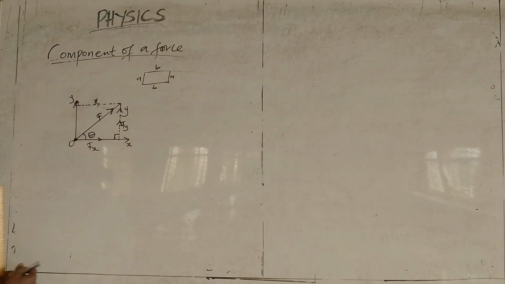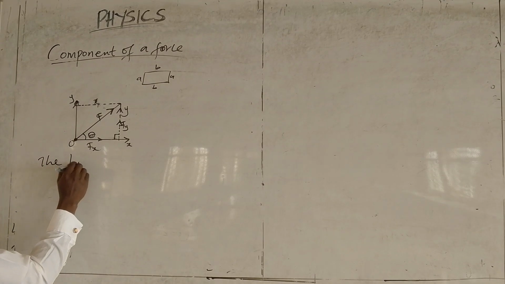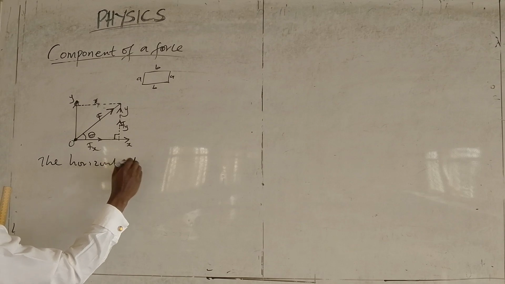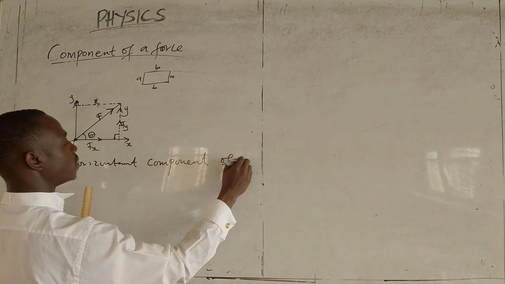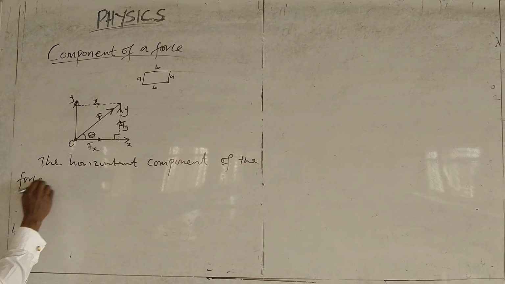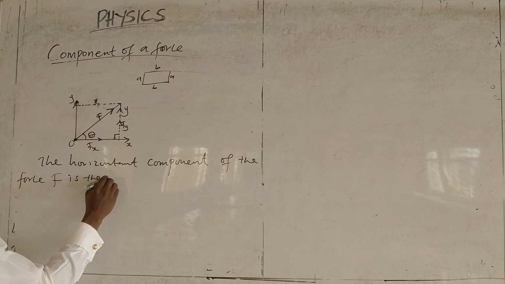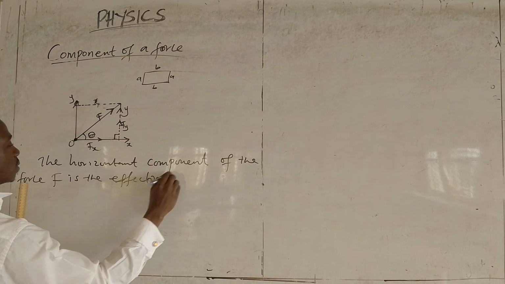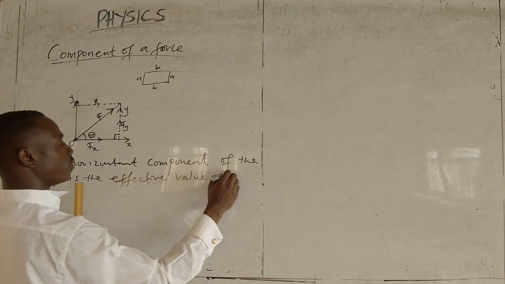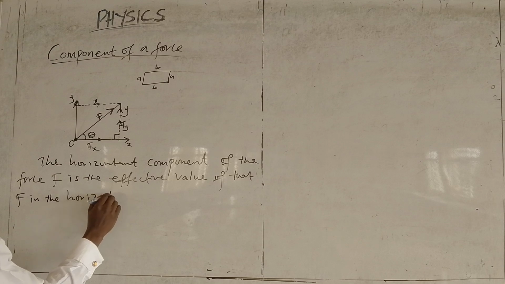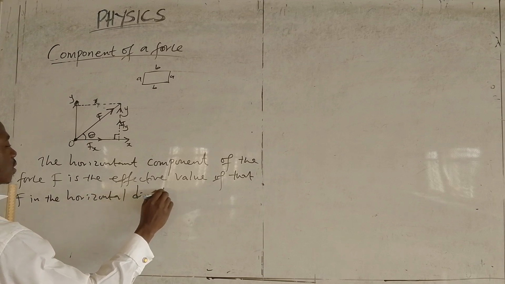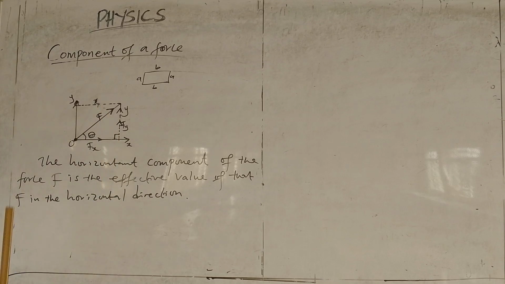So the horizontal component of the force F is the effective value of that force F in the horizontal direction. The effective value of that force F in the horizontal direction.